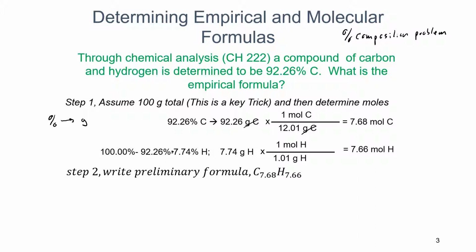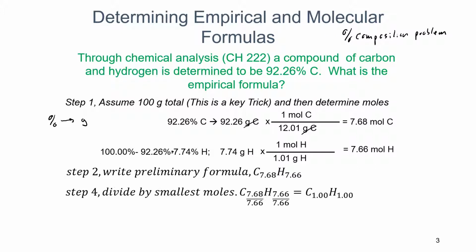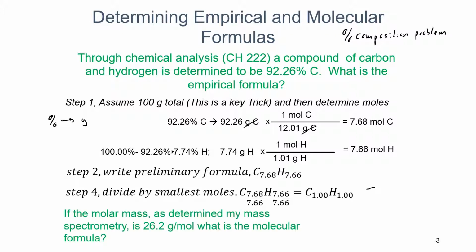We write carbon with 7.68 moles and hydrogen with 7.66 moles, but we need that to get into the smallest number possible. So we need to get that into an empirical formula. So if we divide by the smallest amount of moles present, which is the 7.66, that will give us one hydrogen here, and 1.002 or so carbons. When we round that to 1, because we can't have fractional atoms, that winds up being C1H1, and by convention we don't write the 1s, we just write it as CH.